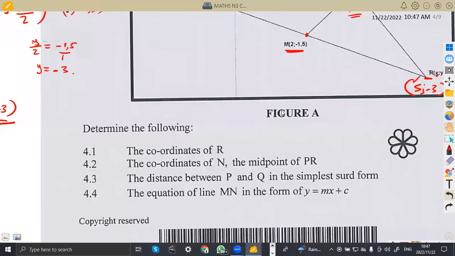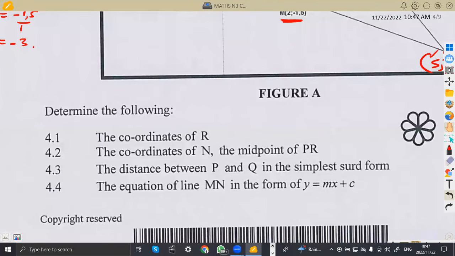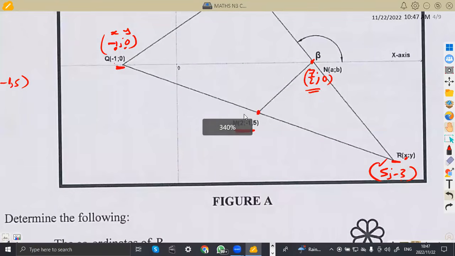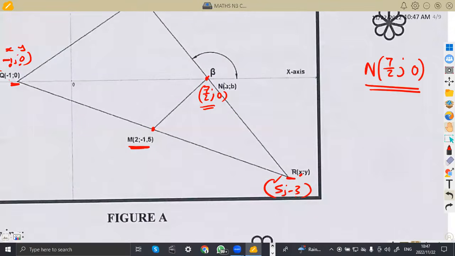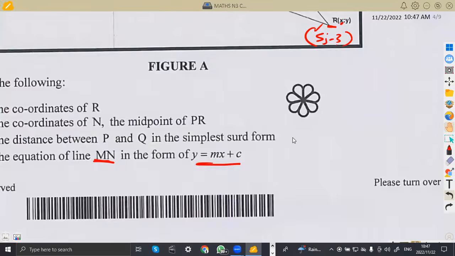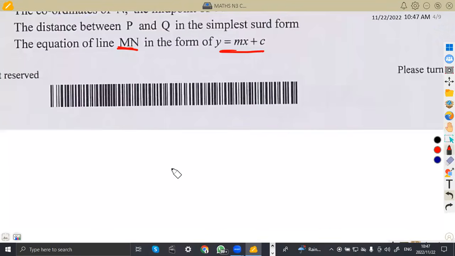4.4, the equation of MN. So on the equation of line MN, we are given the format y is equal to mx plus c. We have got M and N. Where do we have them here? The point M, the point N. This is what we are working with. So there we can actually just take the points. Okay, M is (2, -1.5). That's our M.